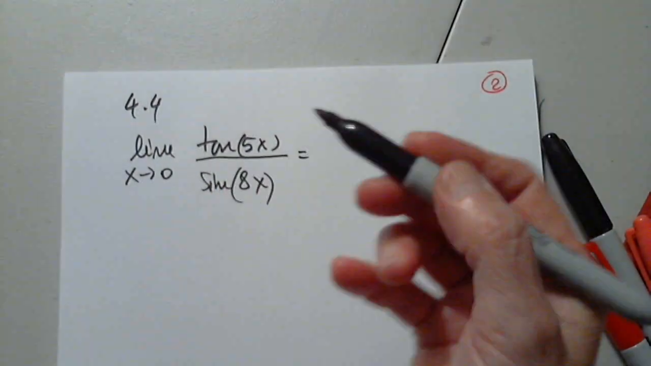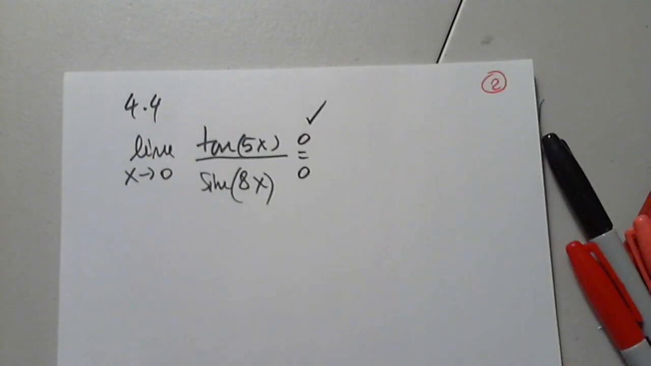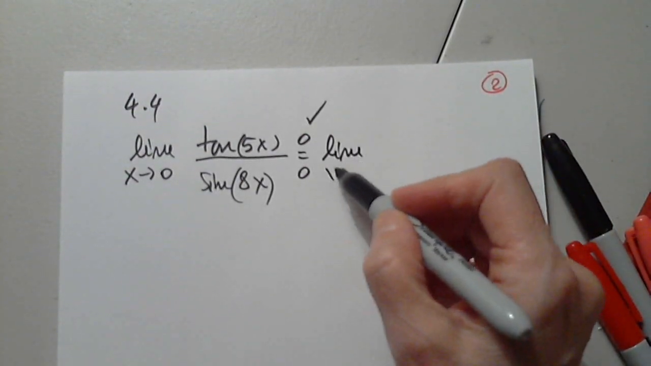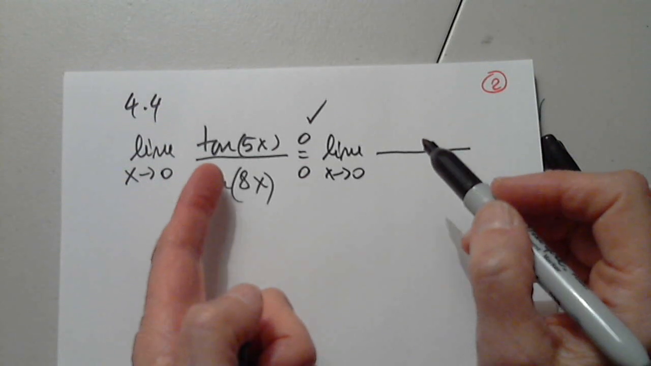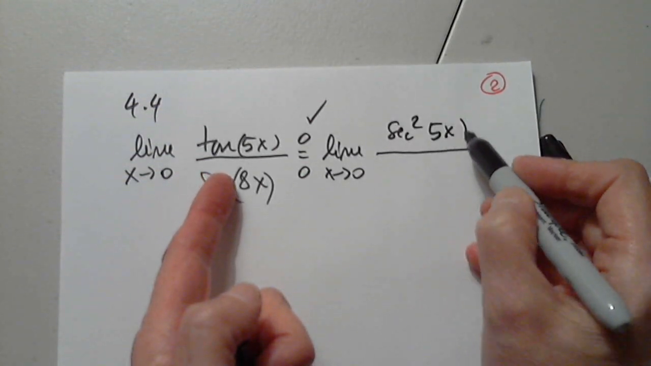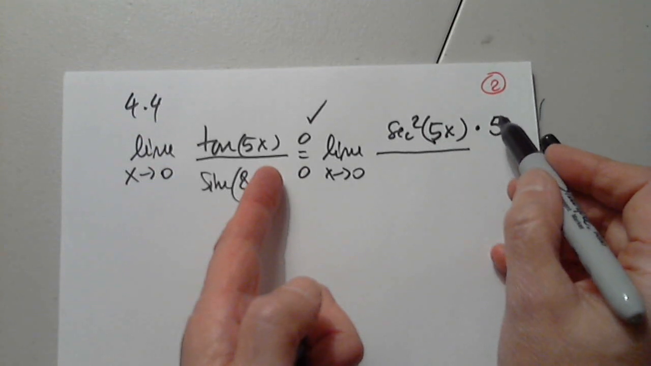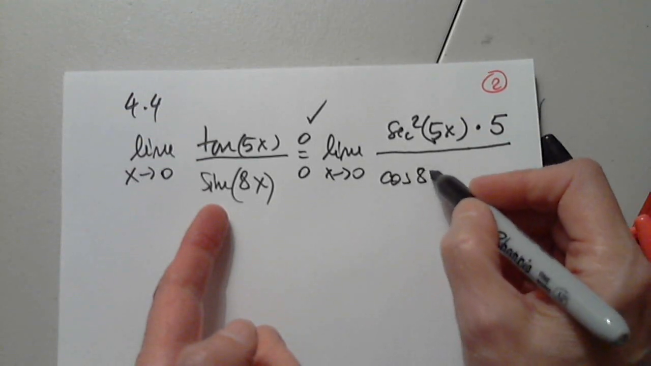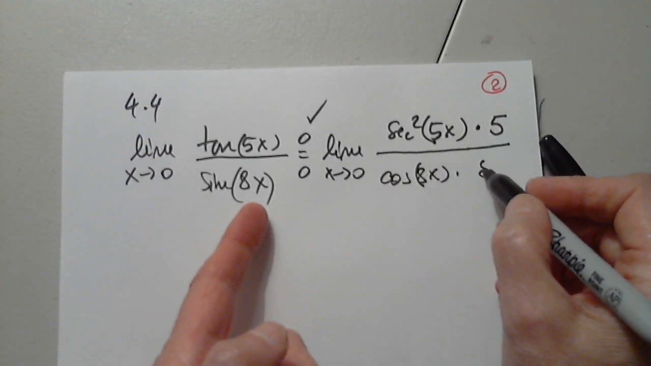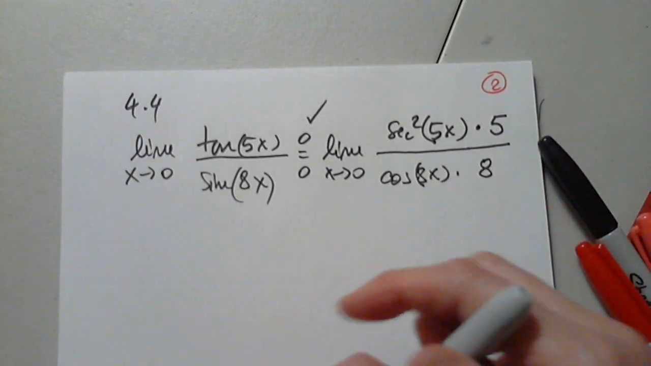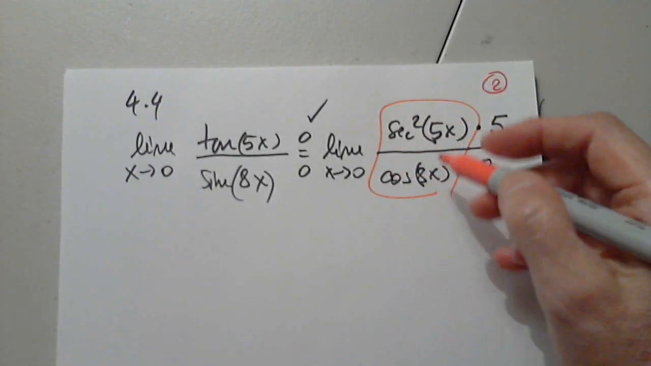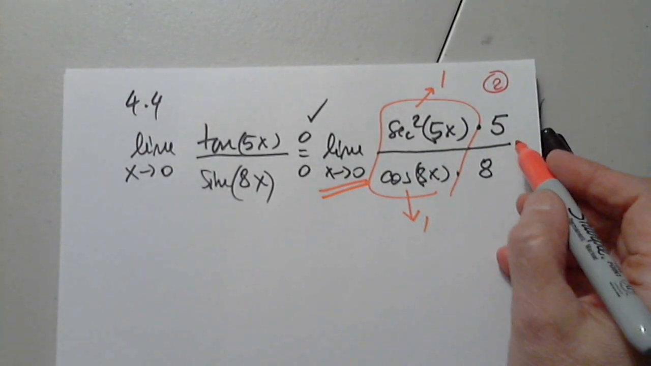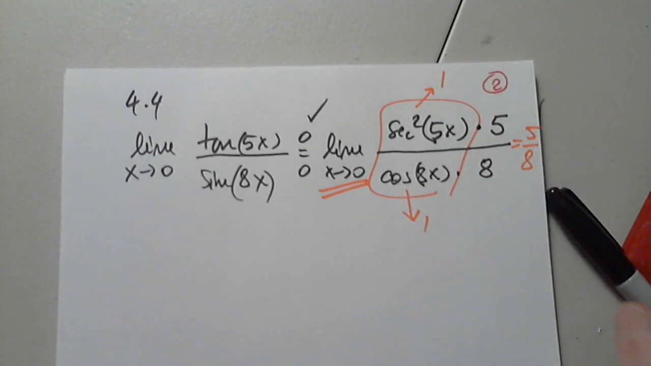So the first thing I have to do is plug in. I love it. There is no issue. So then I have the limit as x approaches 0. When I differentiate tangent, I get secant squared 5x times the inner function prime. When I differentiate sine, I get cosine 8x times the inner function prime. It happens that these are 1. This approaches 1 and this approaches 1 when x approaches 0. So therefore, the answer must be 5/8.